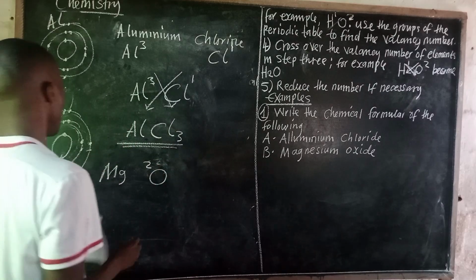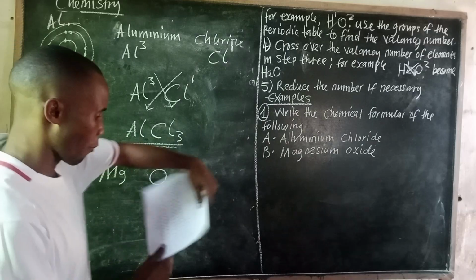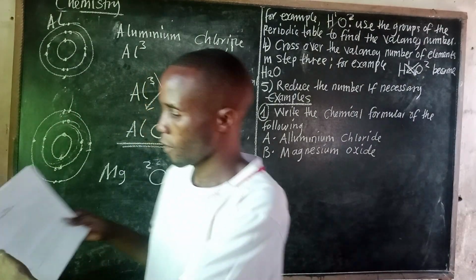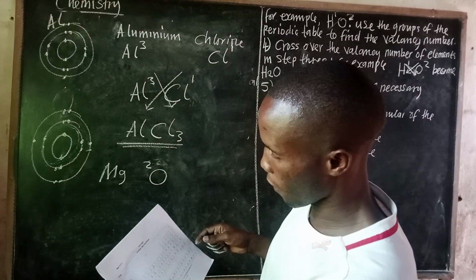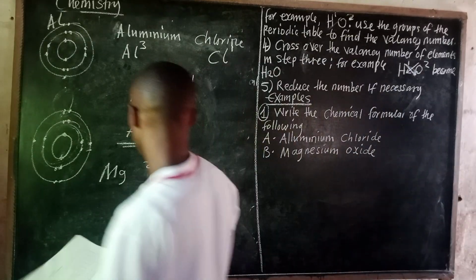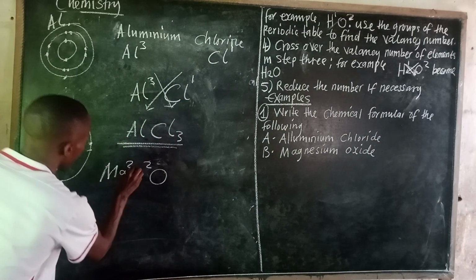Indicate it here. Then magnesium is found in group what? In group 2. That is magnesium. So it has how many? 2 also. Okay. Because 2, 10. So 2. In its outermost shell, there is 2.